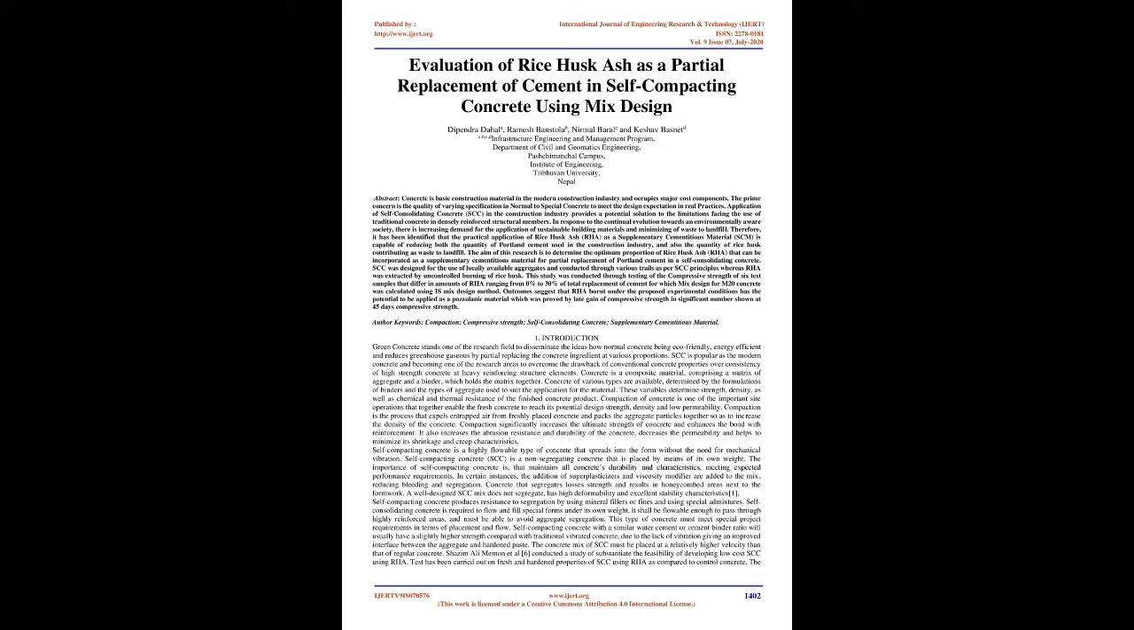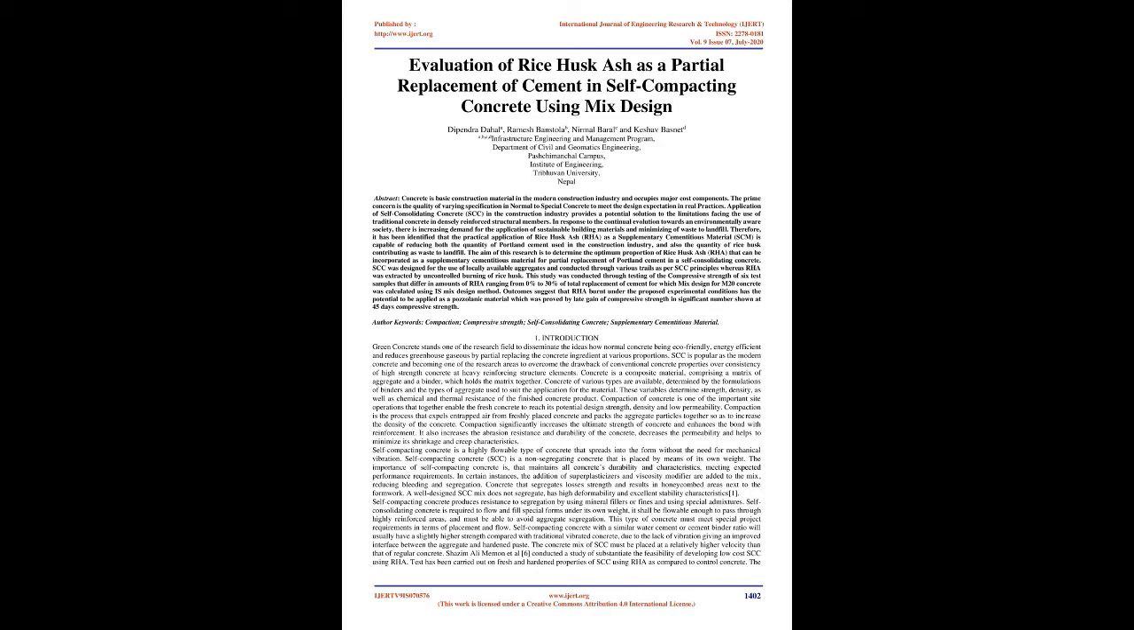Concrete is a composite material, comprising a matrix of aggregate and a binder, which holds the matrix together. Concrete of various types are available, determined by the formulations of binders and the types of aggregate used to suit the application for the material. These variables determine strength, density, as well as chemical and thermal resistance of the finished concrete product.